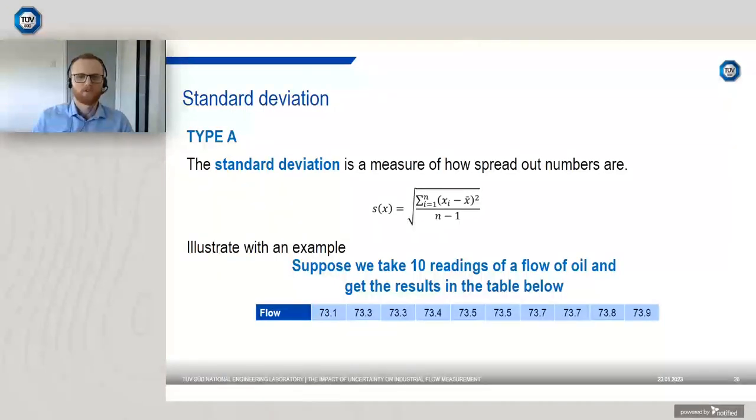Essentially, the standard deviation is a measure of how spread out the numbers are, and that characterises the deviation of a set of values. And as it says here, you can illustrate this with an example. If we have a flow meter, we take 10 readings of a flow of oil, and we get these results in the table below, with values ranging from 73.1 to 73.9.